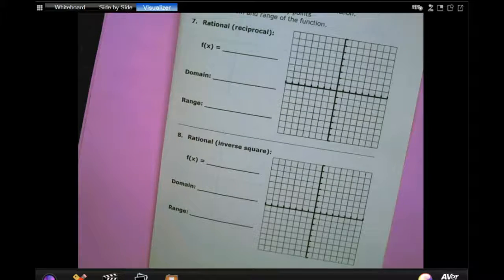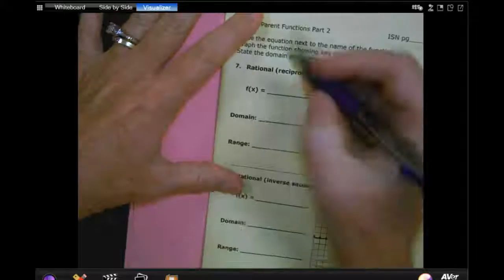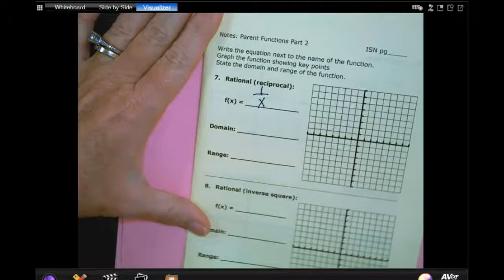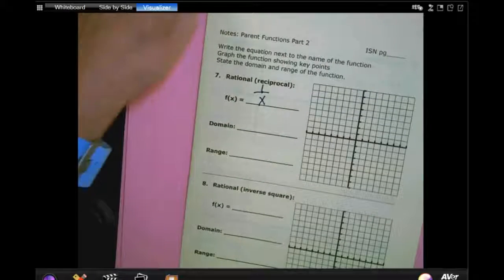Going on to number 7 is the rational function. And that's 1 over x.